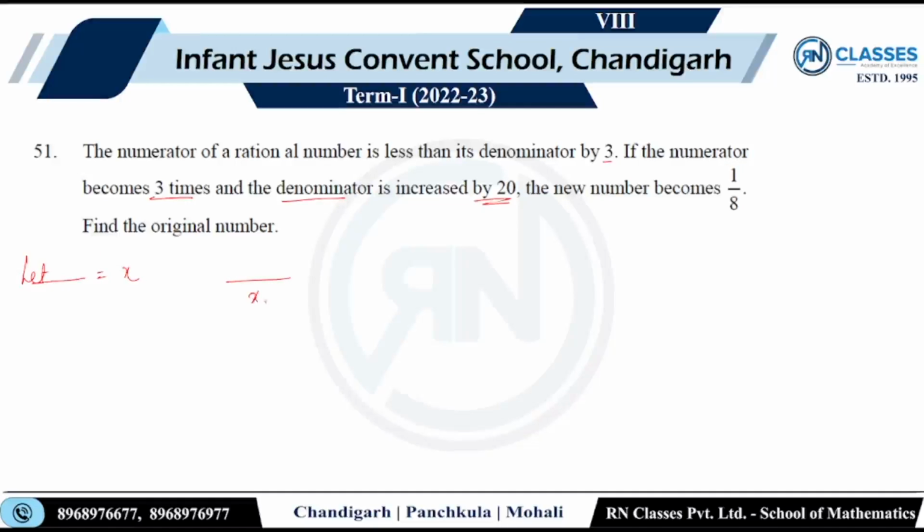Denominator is x, so numerator क्या बन जाएगा? Less है कितना? 3 से. So numerator would be x minus 3. If the numerator becomes 3 times, x minus 3 का times.